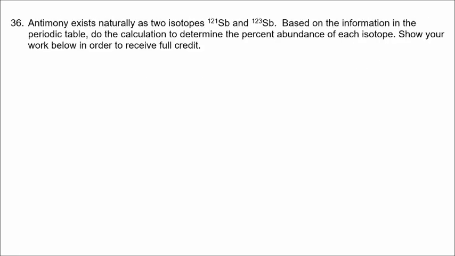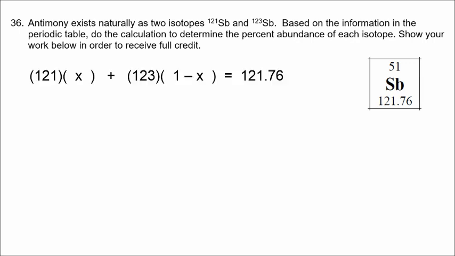In number 36, we have to do the weighted average calculation, but this time we don't know the percentage for each element, so we're going to go ahead and use X and 1 minus X for our percentages. And we can do that because no matter what X is, the percent abundance of each isotope would add up to equal 100% or 1 if we're using decimals.